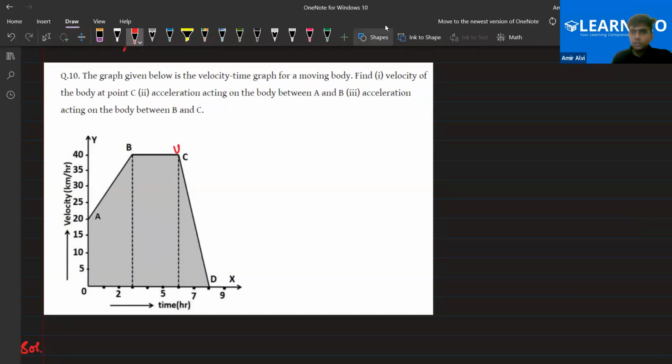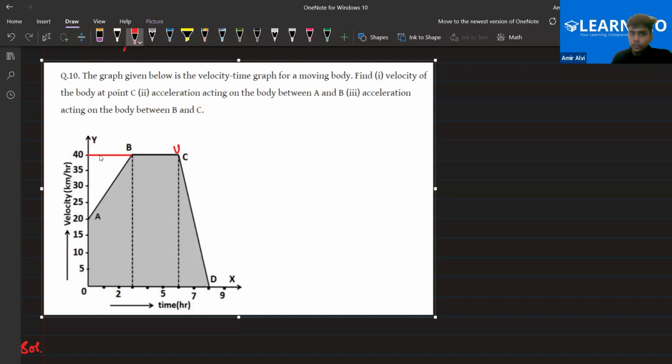So first of all, let's join this line so that we could easily find the proper values, right? Like this. So this is BC, right? At point B, the velocity is going to be 40 kilometer per hour, right? So we have to find the velocity at point C.